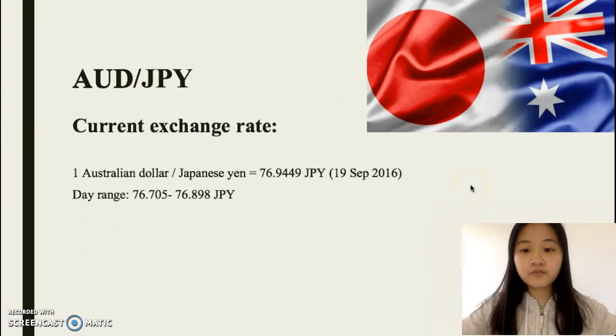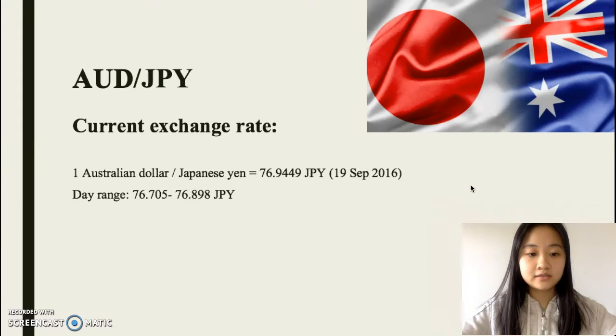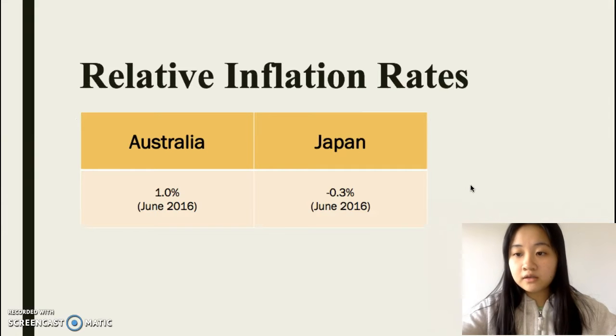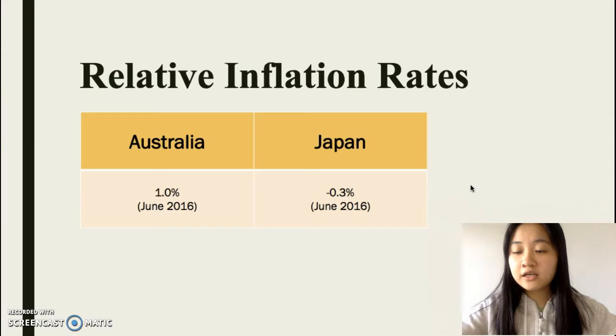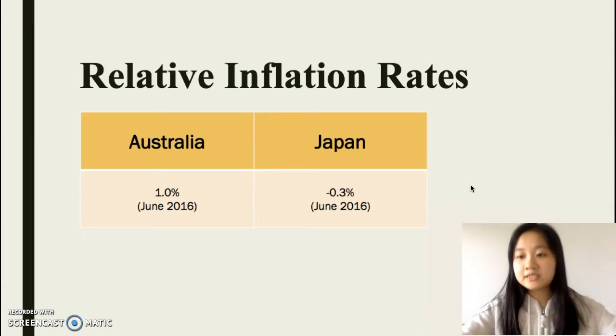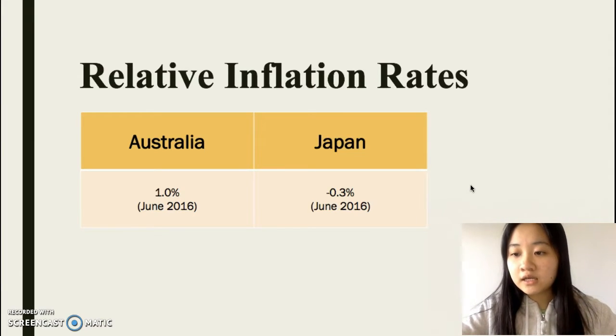The exchange rate for the Australian dollar against the Japanese yen is 1 Australian dollar equals 76.9449 Japanese yen, and the day range is 76.705 to 76.898. For the relative inflation rates, Australia's inflation rate is 1% and Japan's is negative 0.3%.